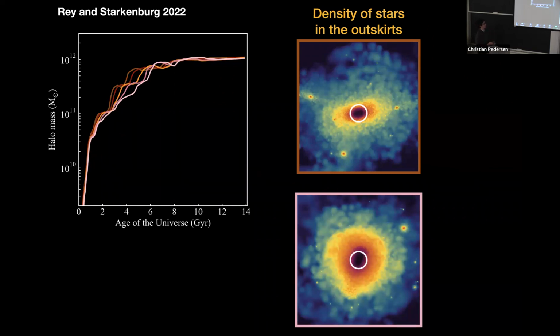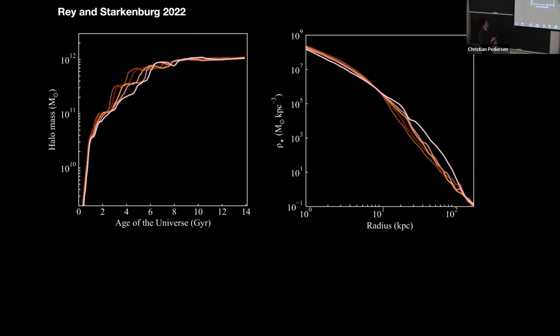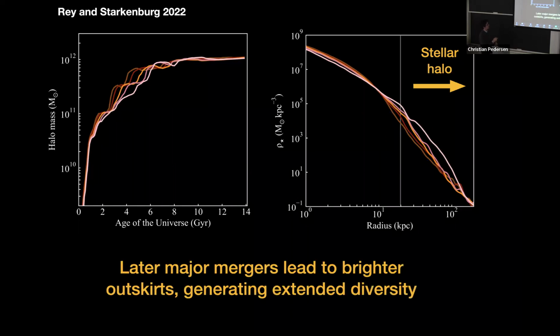And so to put this in a more quantitative way, this is the stellar density profile as a function of radius. And if I define the halo as anything that's outside 20 kpc, which is well outside the central galaxy, and if you map the colors from left to right in your head, you should see that there's a very systematic effect, and that the later I make this major merger happen, the systematically brighter the outskirts are, with more stellar density.